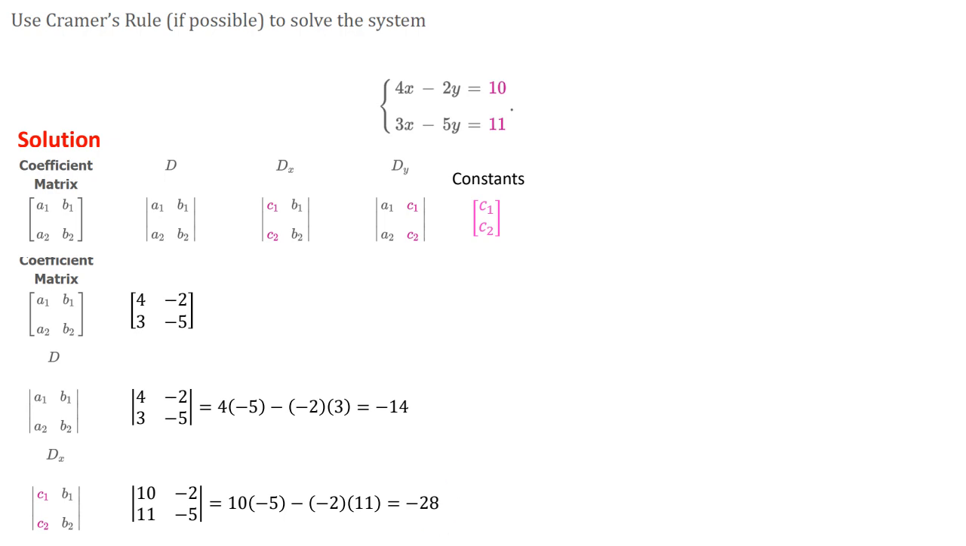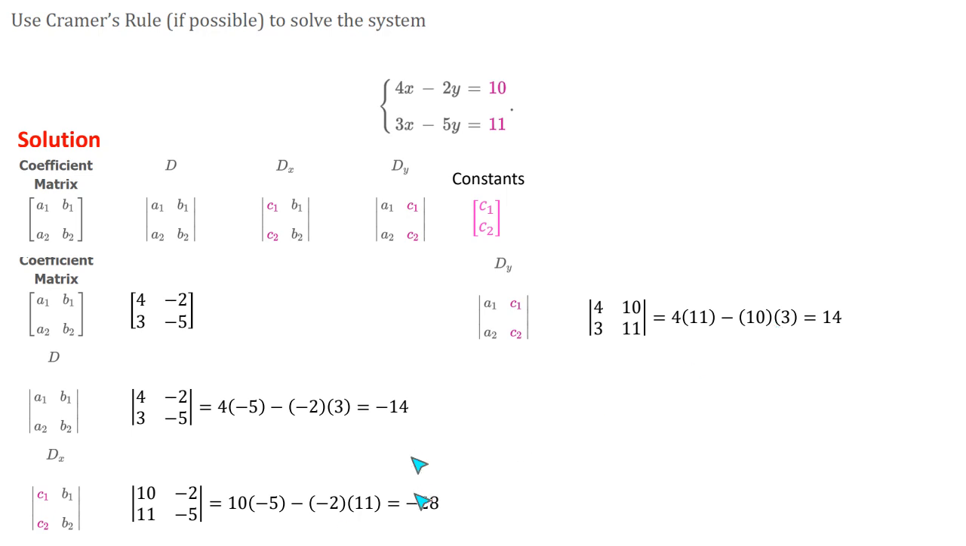Okay, so now let's look at dy. For dy, we replace the coefficients of y with our constants. So we get 10 and 11, and then the coefficients of x are 4 and 3. So 4 times 11 is 44, and then 10 times 3 is 30. If we subtract, we get 14.